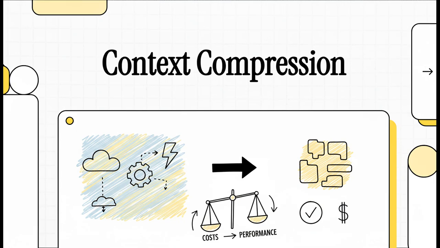All right, so if you're building with AI, you know the deal. Big inputs can get messy and, let's be honest, really expensive fast. Today, we're going to dive into a super powerful technique that tackles that problem head on. It's called context compression. Let's get into how this can make your apps smarter, faster, and way more cost-effective.